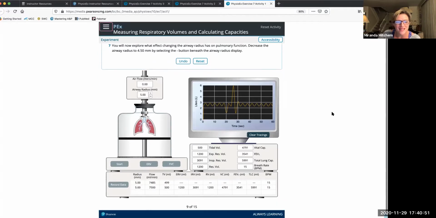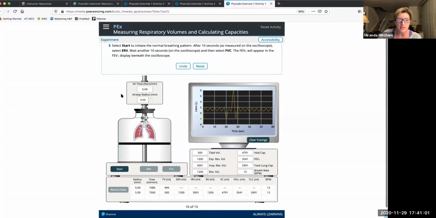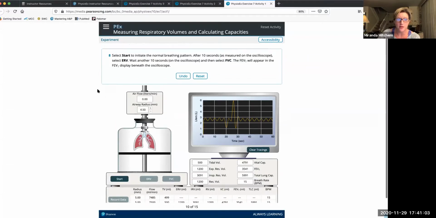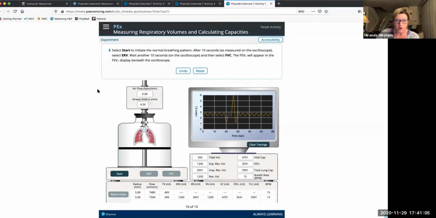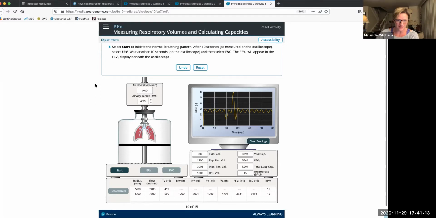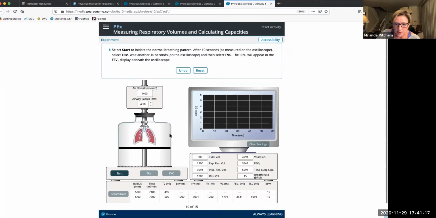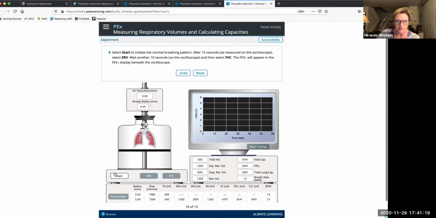All right, let's test this. Now we're going to explore the effect of changing the radius of the airway. So we've been looking at 5 millimeters. Now we're going to take it down to 4.5 millimeters. We're going to hit start, and then after 10 seconds, we're going to do the ERV. And then after another 10 seconds, the FVC, as we did before. But let me clear those original tracings. All right, let's go.